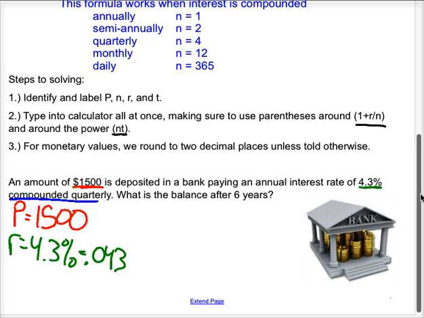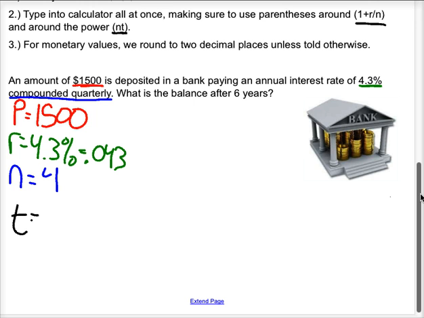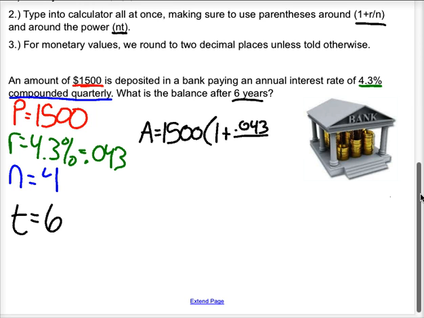My N, well, it says it's compounded quarterly. So if I look up at that text, quarterly means an N of 4. It's being compounded 4 times in a year. And then finally, how long is it going in for? 6 years. All right, so I have those 4 things labeled out. I've picked out all the information. Now it's time for me to plug it in. So I put 1,500 out front, 1 plus R over N, so 0.043 over 4. And in the exponent, N times T, 4 times 6.